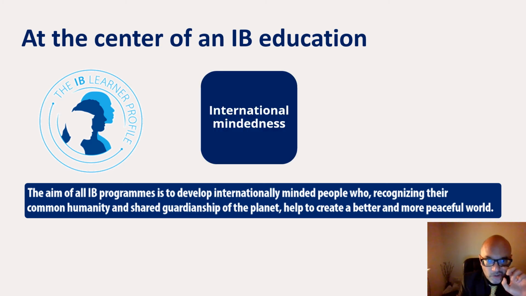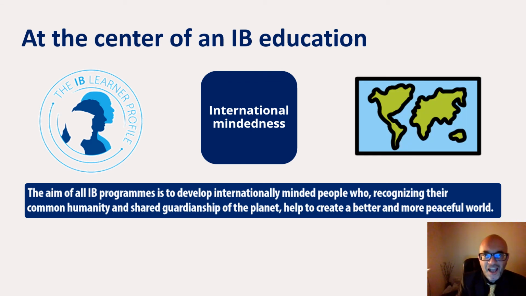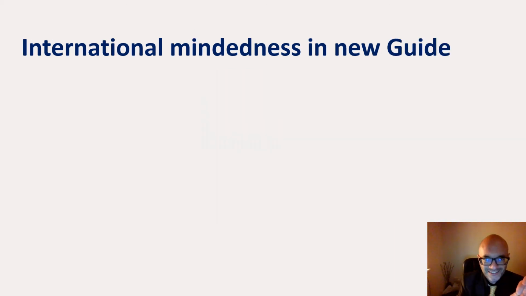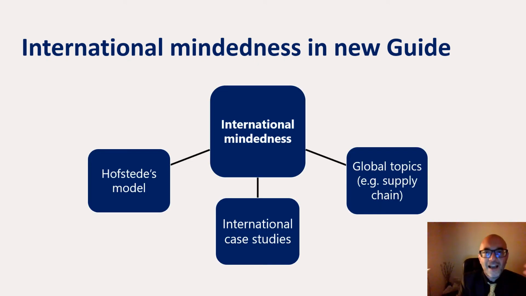Internationally minded. So this is at the heart of an IB education. Hence my little image. And international mindedness is very present in the new guide. We have it in several ways. For example, we have Hofstede's model with its national stereotypes. We have global topics, for example, global supply management. And we use international examples to teach our subjects, typically multinational corporations such as McDonald's, Starbucks, Alibaba. They are so interesting for us.